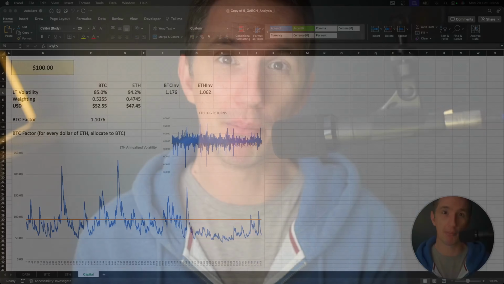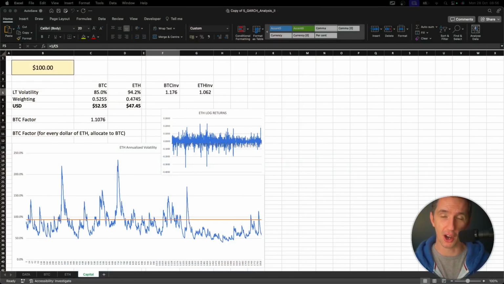You might be faced with a scenario when placing a pairs trade where one asset is way more volatile than the other, and the trade could very easily move against you. And so how do you manage your risk? Well, one way to do that is to look at the volatility of the two assets. And so today we're going to look at modeling volatility using GARCH models so that we can decide, for example, how much of my capital I want to allocate to Bitcoin versus Ethereum to manage that level of risk.